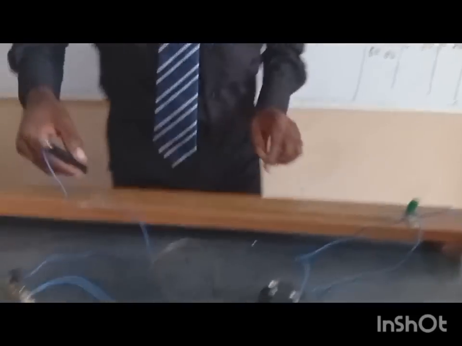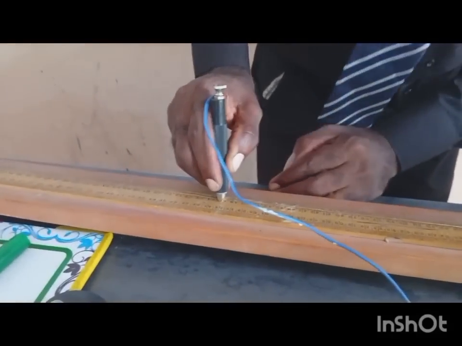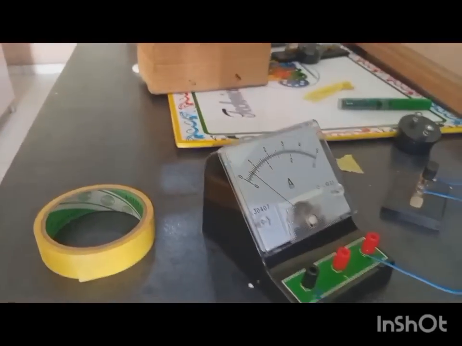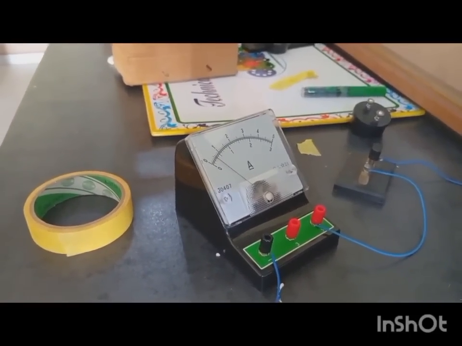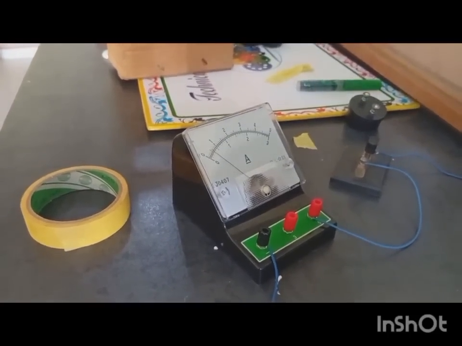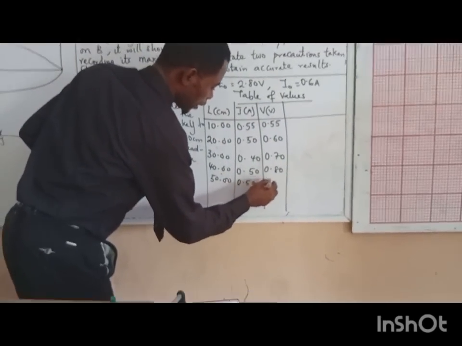Let's continue. And the last one, when it's 50, camera, move closer. At 50, wow, my voltmeter is making me happy here. The current is still 0.5, and this one is still 0.8. I will know what happened there.